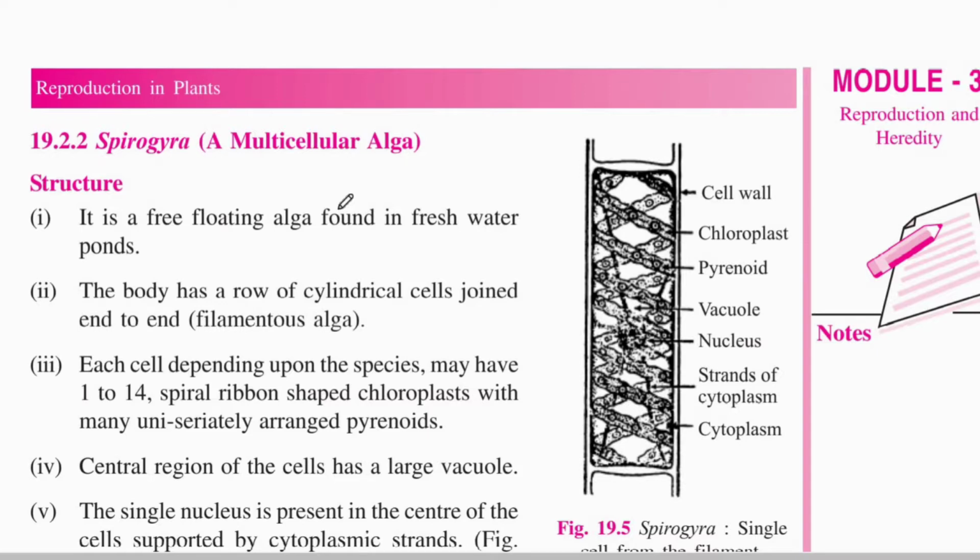In this, we are discussing the methods of reproduction in a multicellular algae, and the example species is Spirogyra. Spirogyra is a multicellular algae, a free floating algae found in freshwater ponds. It's not marine. Its body, from the name itself, is spiral. It has a row of cylindrical cells joined end to end. It is a filamentous algae.